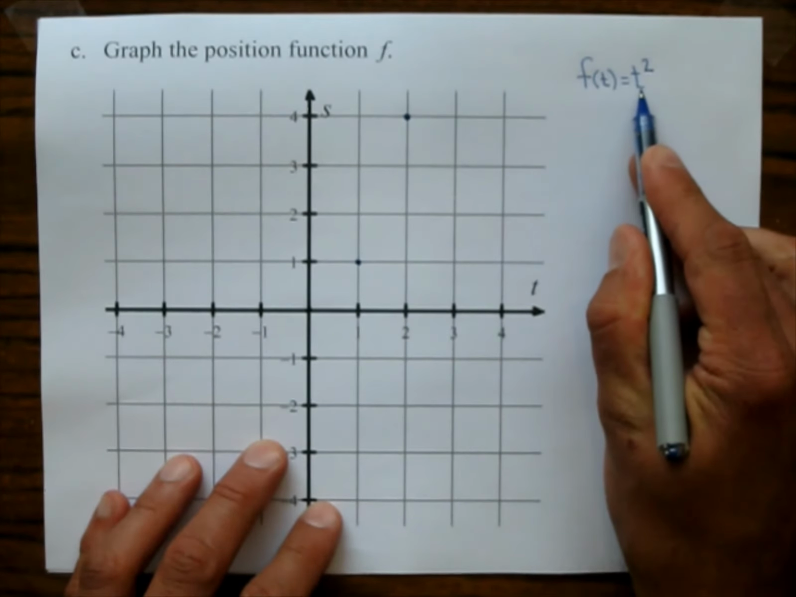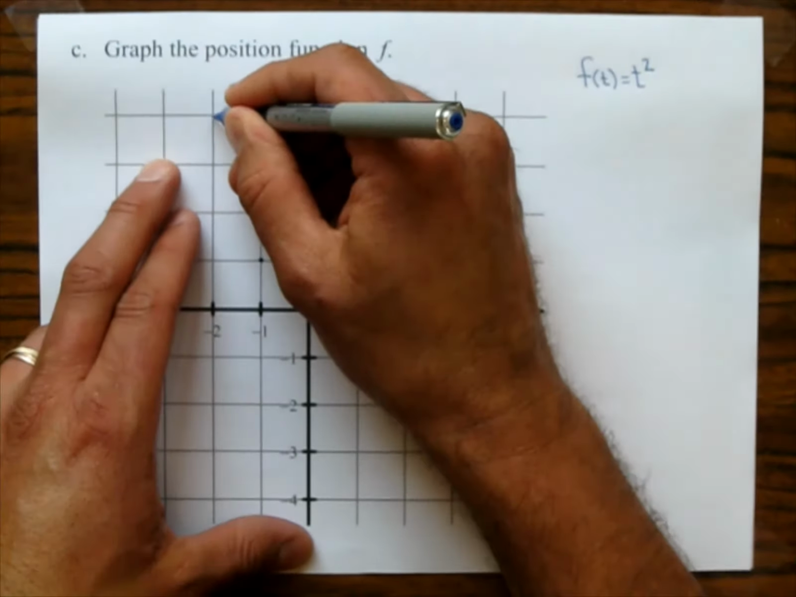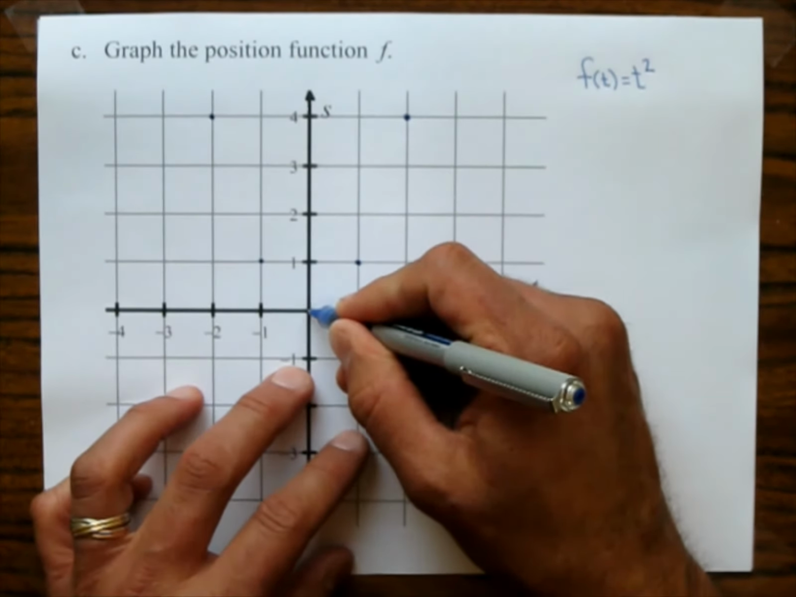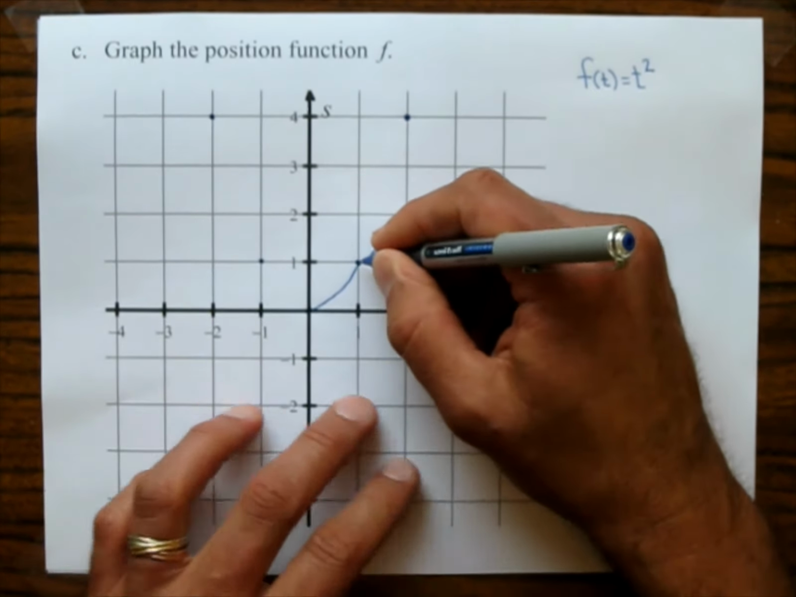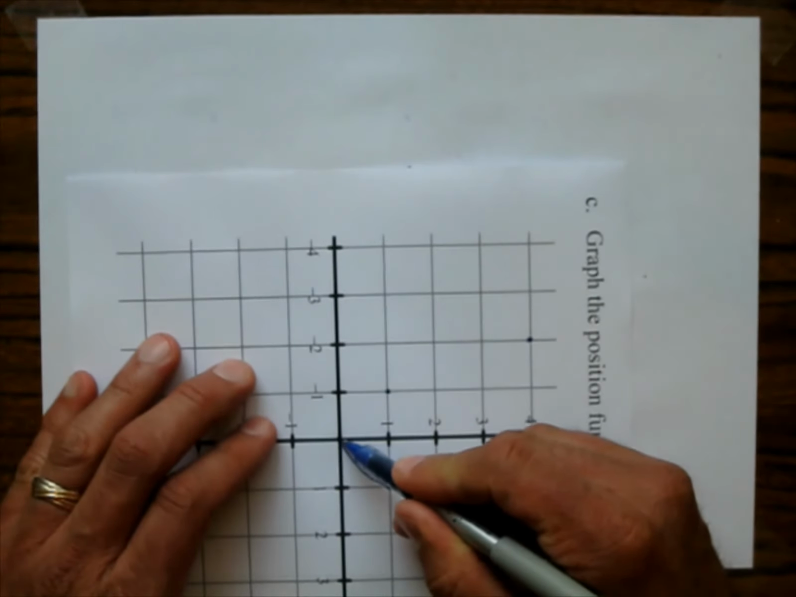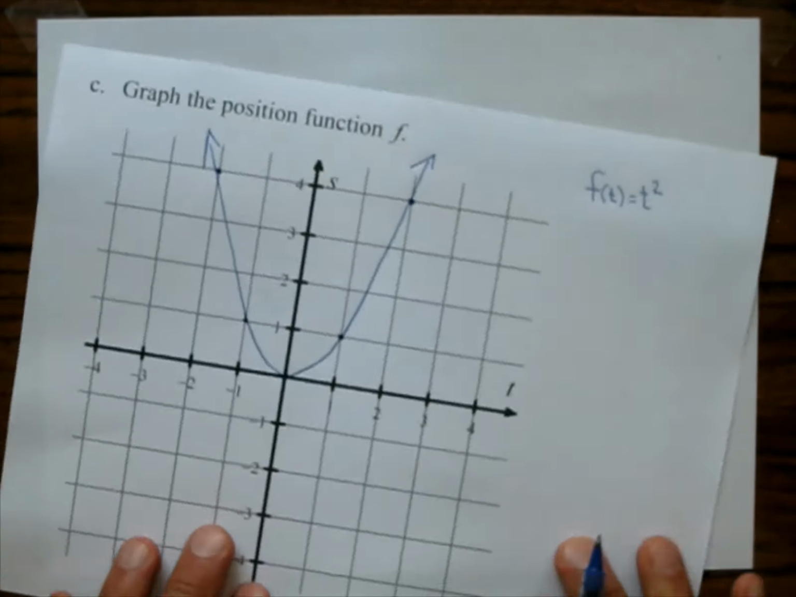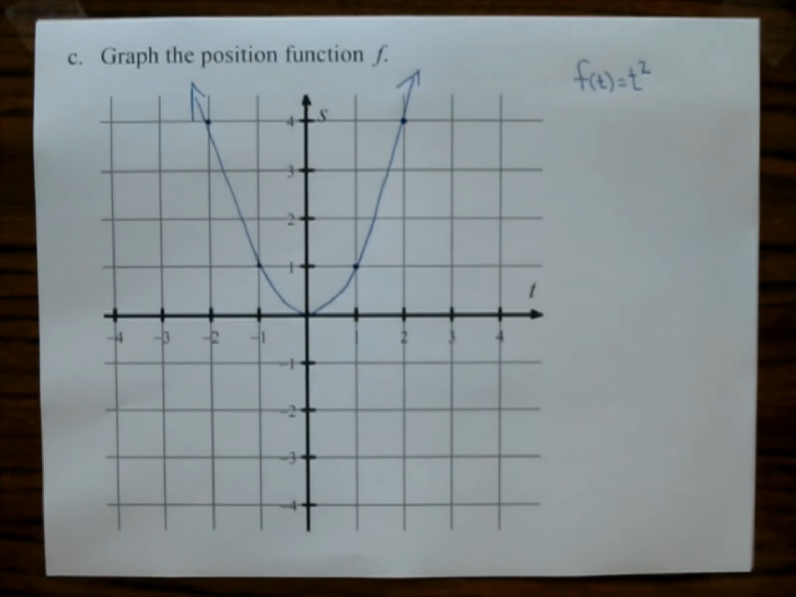You put negative 1 in there. The input is negative 1, the output is 1. The input is negative 2, the output is 4. So this is a parabola. I'm going to go ahead and try to make this kind of neat here. Here's part of it. This is the other part right here. And so that is the question that they wanted us to answer, which was graph the parabola, graph the position function f. Okay, so we've got a few other questions.